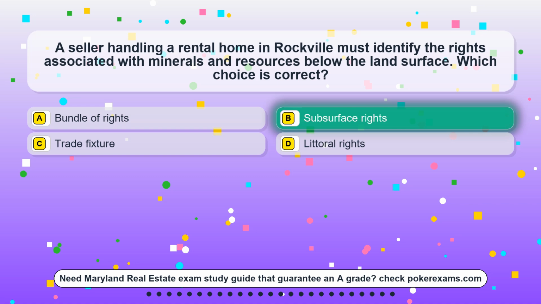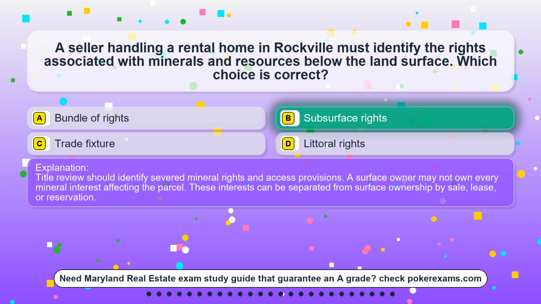The correct answer is option B, subsurface rights. Title review should identify severed mineral rights and access provisions. A surface owner may not own every mineral interest affecting the parcel. These interests can be separated from surface ownership by sale, lease, or reservation.